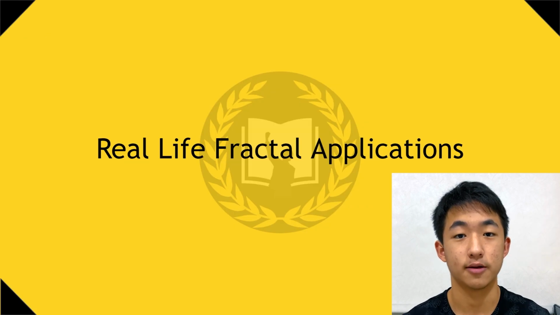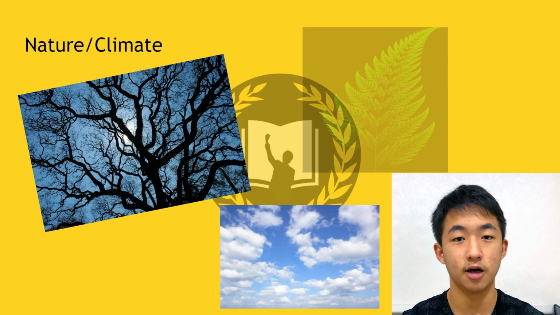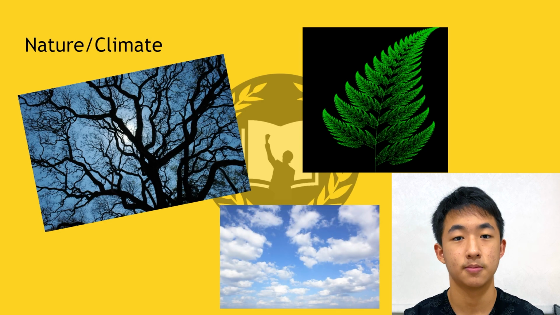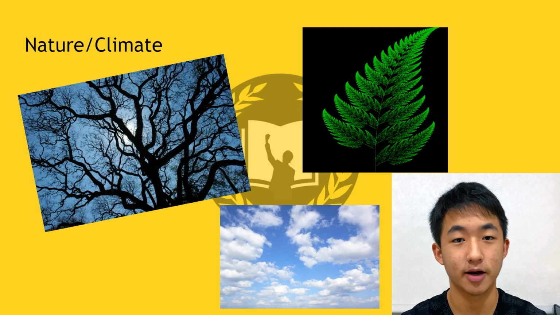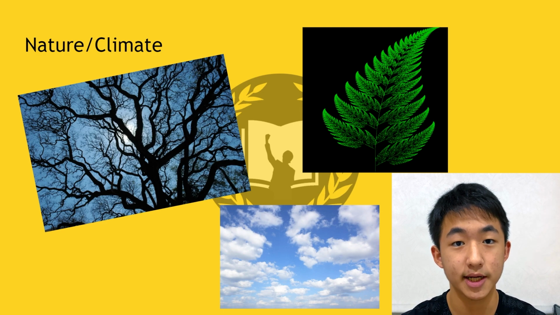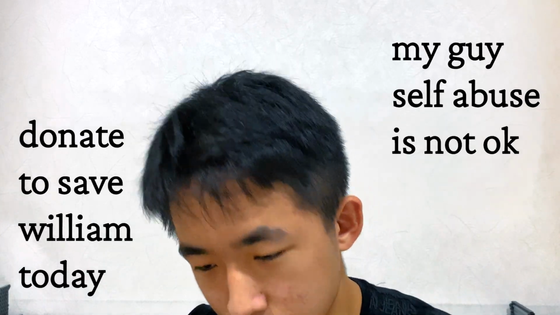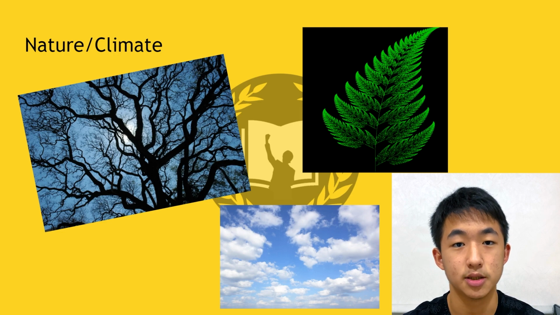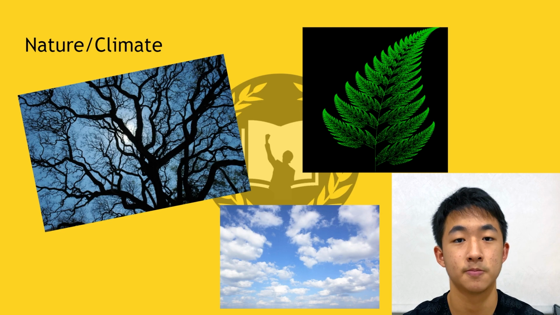Now that we've covered calculations, let's move on to how fractals can actually be applied in real life. First of all, as seen in all these photos, fractals can be easily observed in natural habitats. Inherent self-similar patterns that recur at a progressively smaller scale can be seen in tree branches, leaves, and waterfalls.